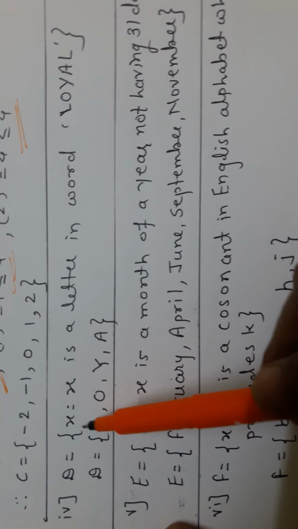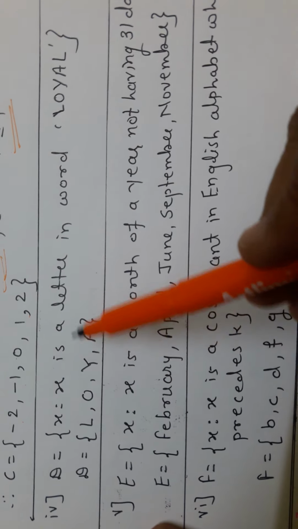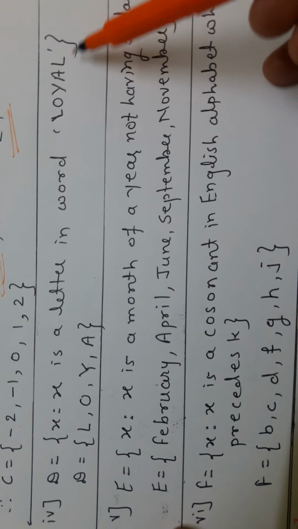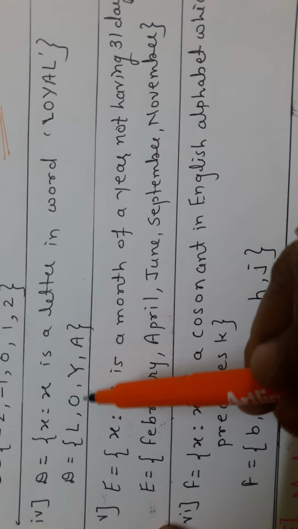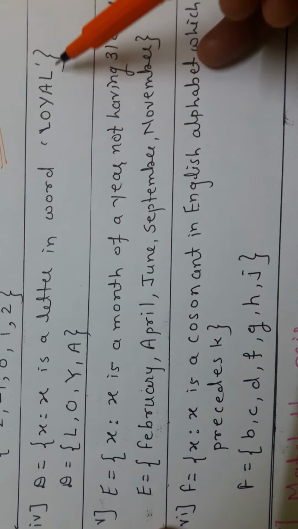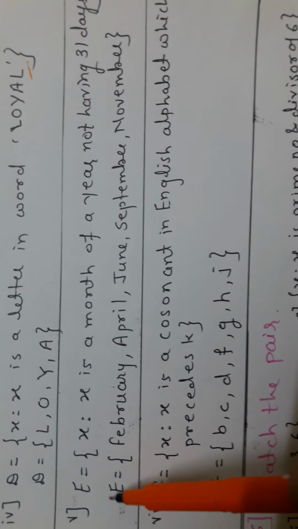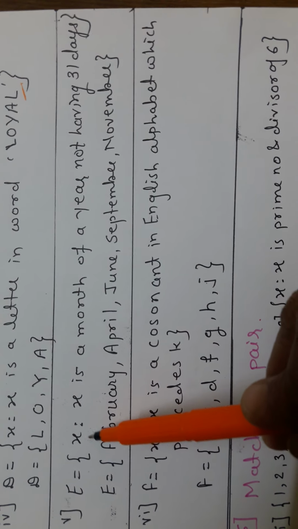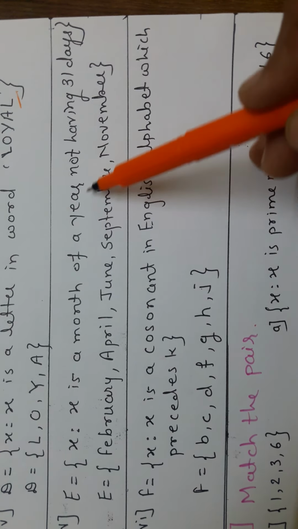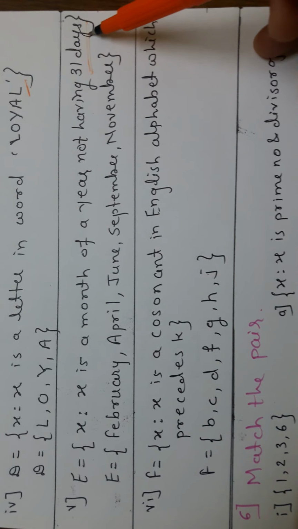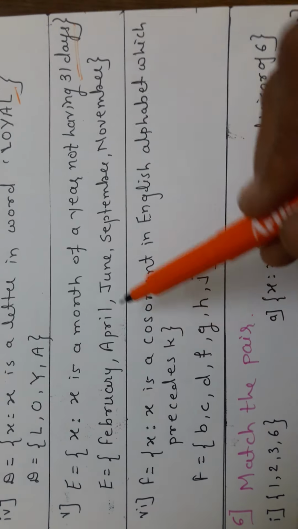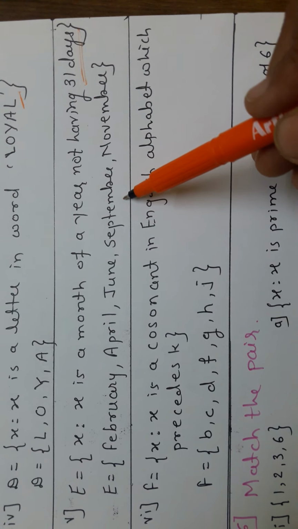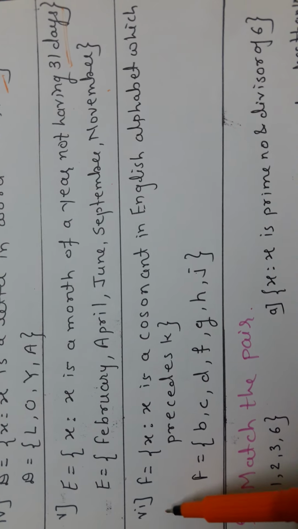Fourth, D is a set of all x such that x is a letter in the word loyal. So what we will get here? D is equal to L, O, Y, A. L will not come again. E is a set of all x such that x is a month of the year not having 31 days. Which are the months which are not having 31 days: February, April, June, September, November.